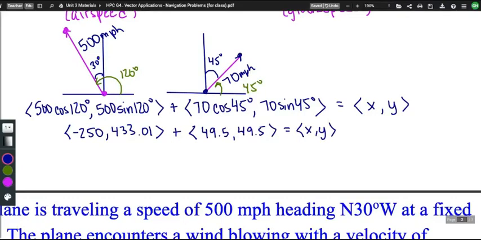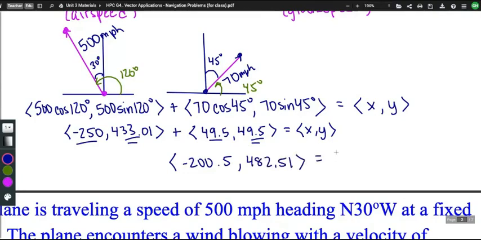When I add these vectors together, I'm going to get the result of what the plane's trying to do relative to the air, and what the wind is going to do. Together, it's going to determine my ground speed and direction. Adding together my horizontal components and my vertical components, I will get the vector with a horizontal component of negative 200.5 and a vertical component of 482.51. Again, that's my horizontal and vertical components of my resultant vector.